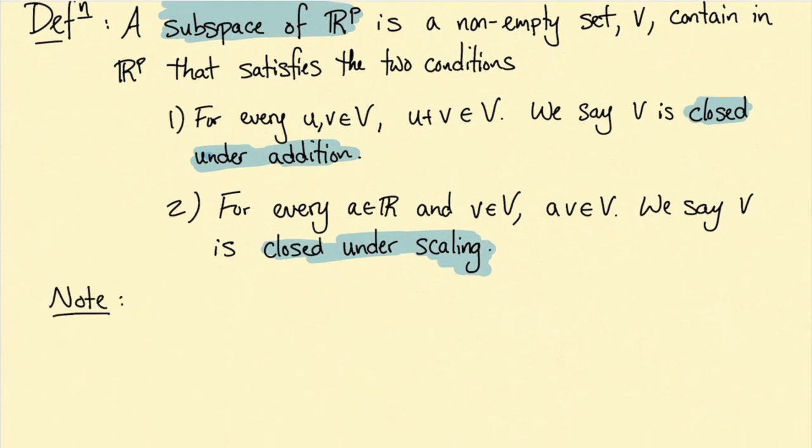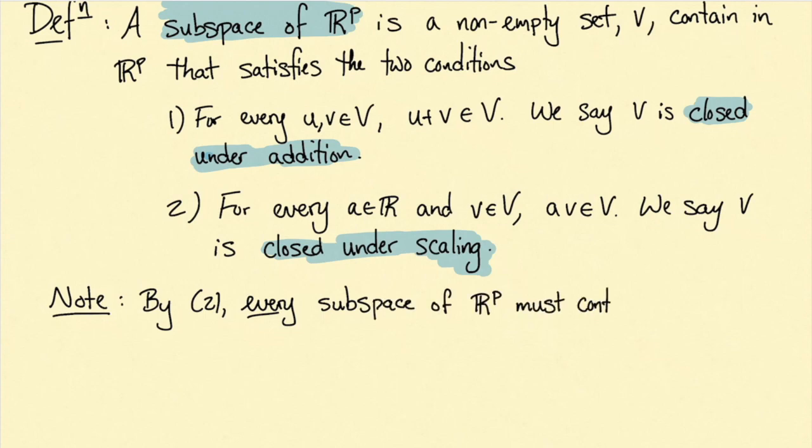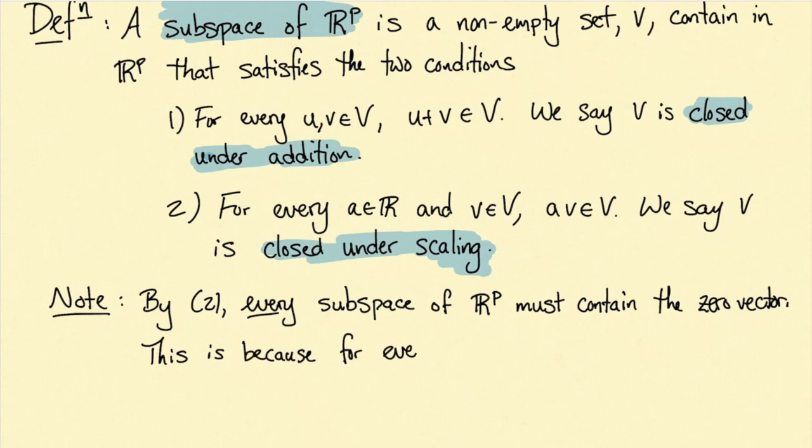Note that by 2, every subspace of Rp must contain the zero vector. There is necessarily some vector in our set, v, and we are allowed to scale by any real number. Since 0 is a real number, 0 times v gives us the zero vector. Closure under scaling tells us that it is also in our set.